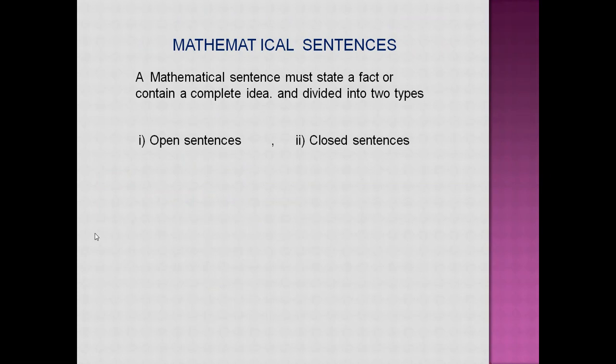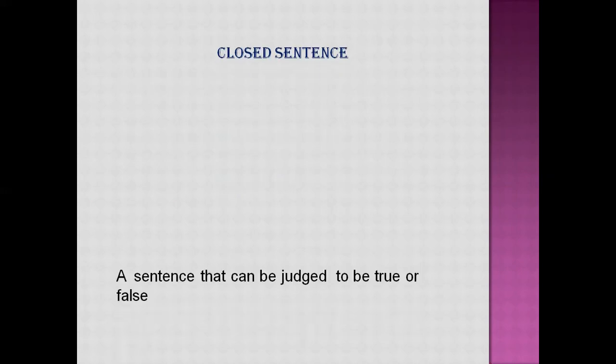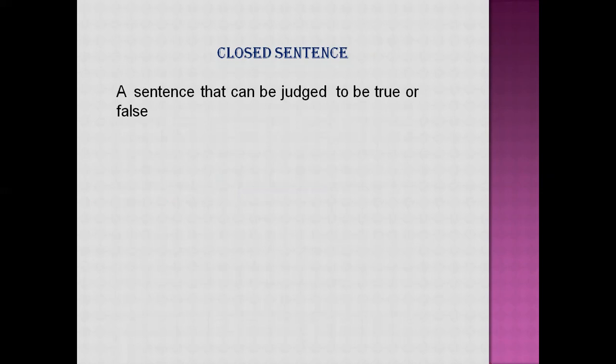So a mathematical sentence must state a fact or contain a complete idea. Mathematical sentences are also further divided into two types: open sentences and closed sentences. Now, what are open sentences? First, the closed sentences. A closed sentence is a sentence that can be judged to be true or false. Now you can observe and recall your memory. A sentence that can be judged to be true or false does not contain a variable.